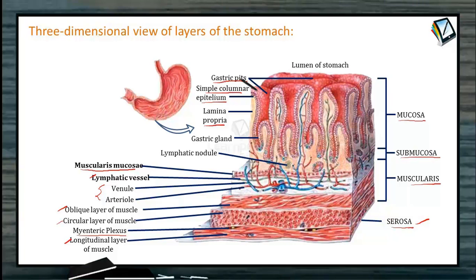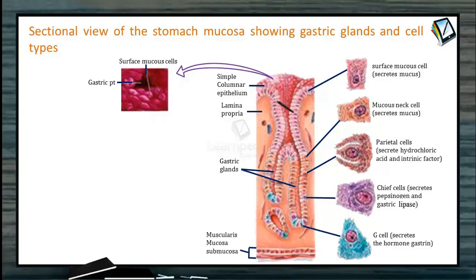Let us see the histology of gastric glands. These are scattered cells in the gastric epithelium. It contains both exocrine cells as well as endocrine cells. Let us see the cells of simple columnar epithelium of the stomach. It shows mucus producing cells. They are located on the surface, that is why they are called surface mucus cells. They are present in the neck of the gastric pit. That is why they are called mucus neck cells.